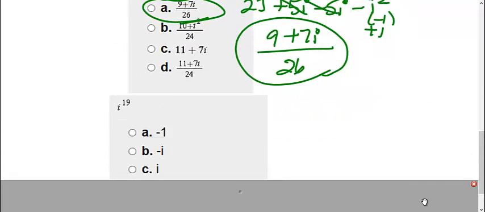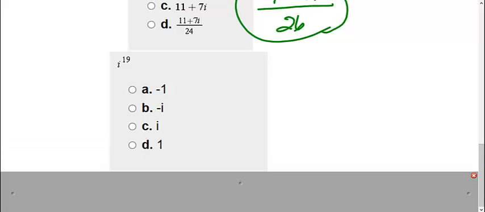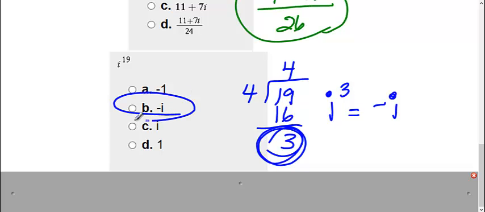And our last one here, we're dealing with i to the 19th. Okay, so when we do these problems, I need to take 4 and divide it into 19. 4 goes into 19, let's see, 4 times, with 3 left over. Therefore, I'm looking at my remainder. So this is the same thing as i to the third. Anytime I have 3 as a remainder, my answer is going to be negative i, which is choice B.